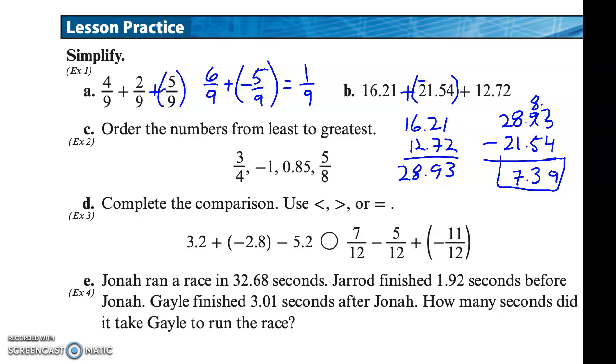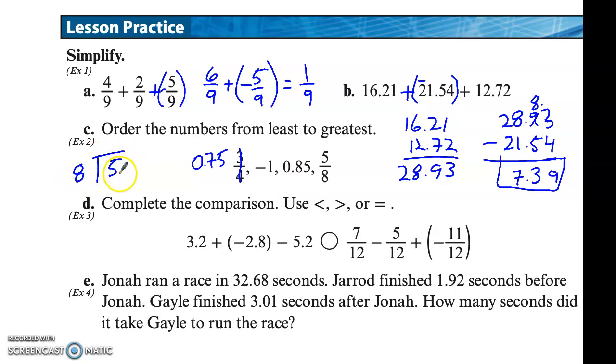Order the numbers from least to greatest. When we're ordering from least to greatest, we didn't do this during the lesson, but what you should do is make all of the numbers fractions or make all of the numbers decimals. Then you can compare them, see where they're at on the number line, right? So in this case, let's make them all decimals. 3/4, 3 divided by 4 ends up being 0.75, right? 5/8, what's 5 divided by 8?